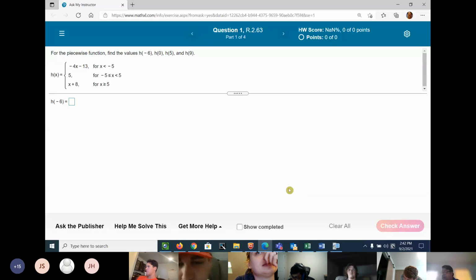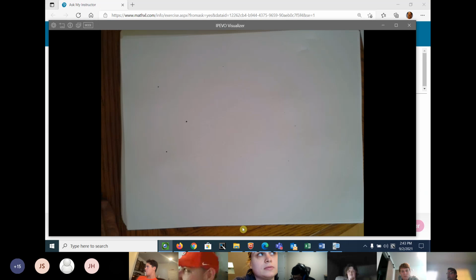F of x is equal to negative 4x minus 13 for x is less than negative 5, and 5 for x greater than or equal to negative 5 and less than 5, and then x plus 8 for x greater than or equal to 5. Okay, so there is our question.